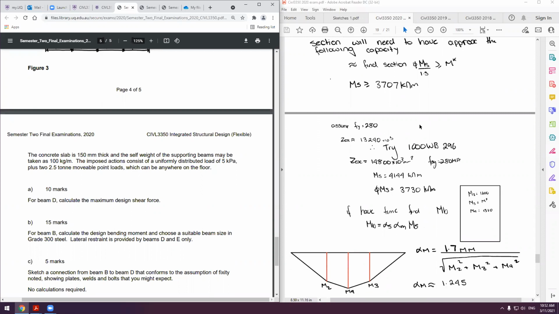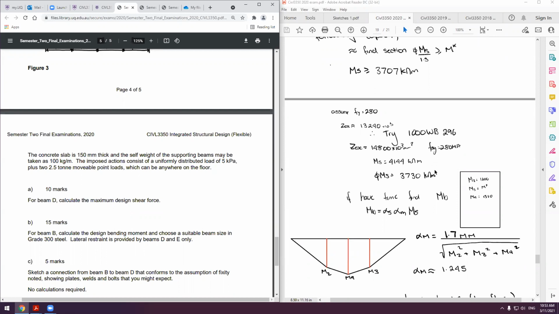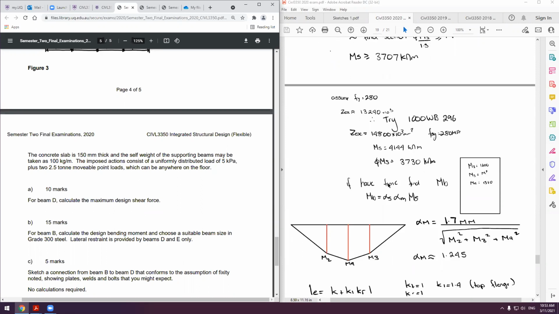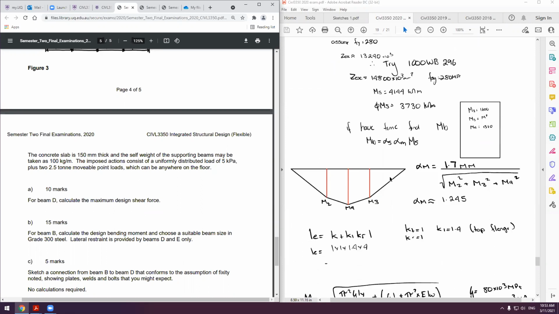Therefore, the Z ex is approximately 13,000. So I just chose a section out of One Steel that had that Z ex. And I used 1000 WB 296, which had this as our Z ex and our Fy as 280 MPa, which gives us a phi M S of 3,730 kilonewton meters.